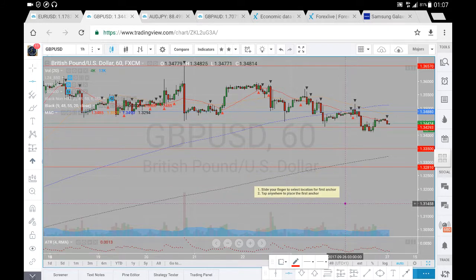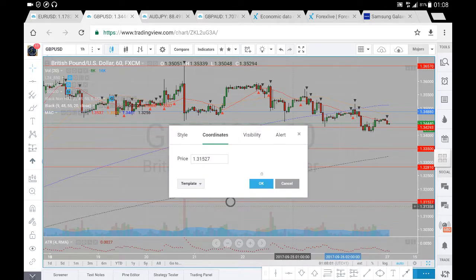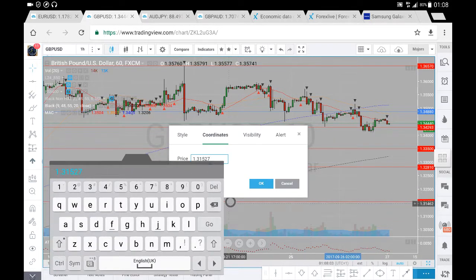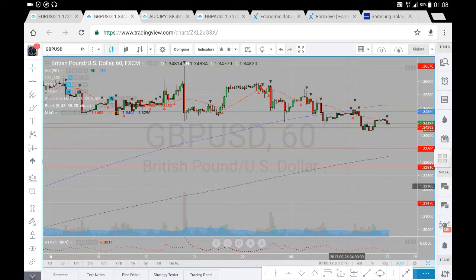Let's just get this right. The chart is not being compliant. 131.47. Let's get that on the chart. 131.47. I do not expect it to go all the way down there tomorrow, but markets can surprise us from time to time.